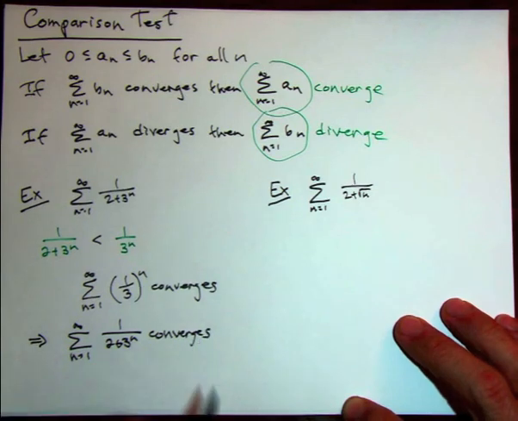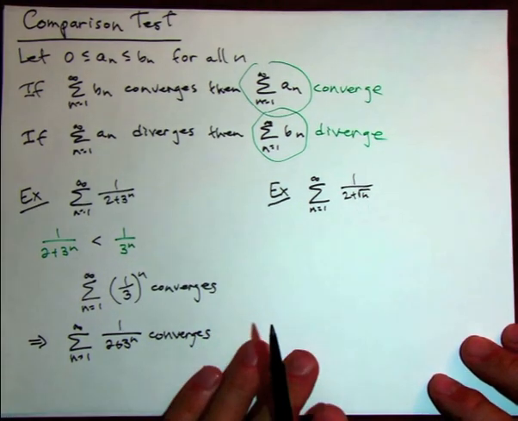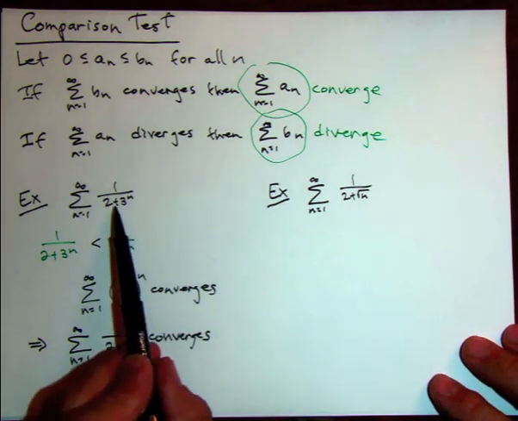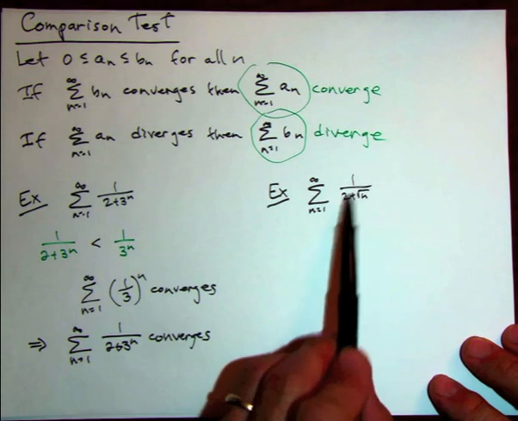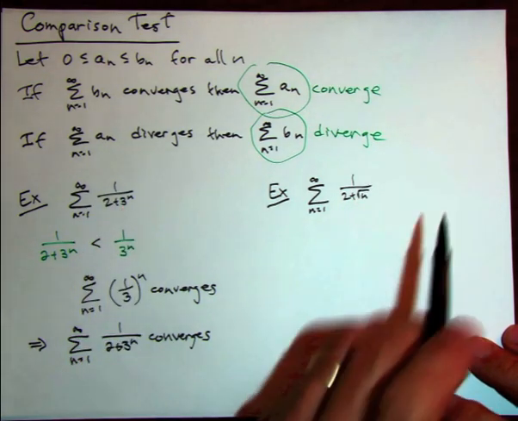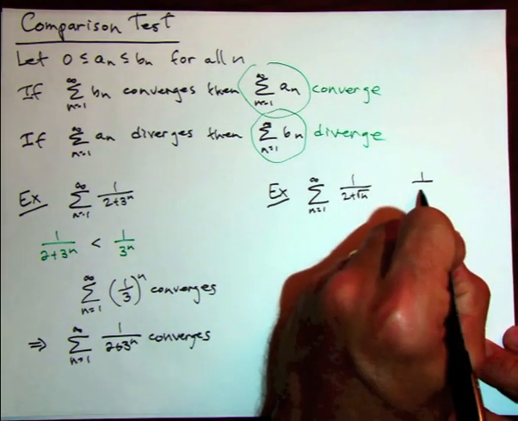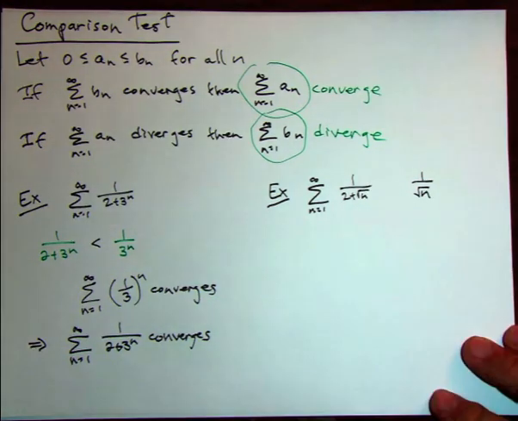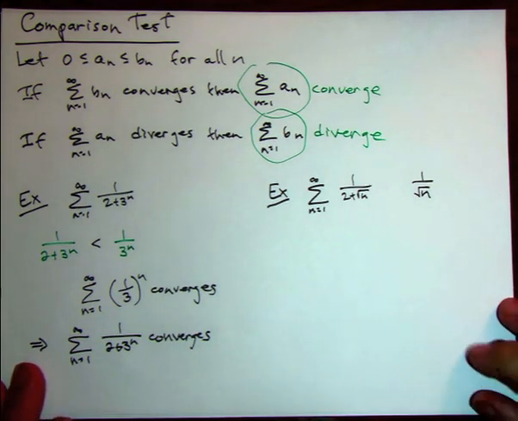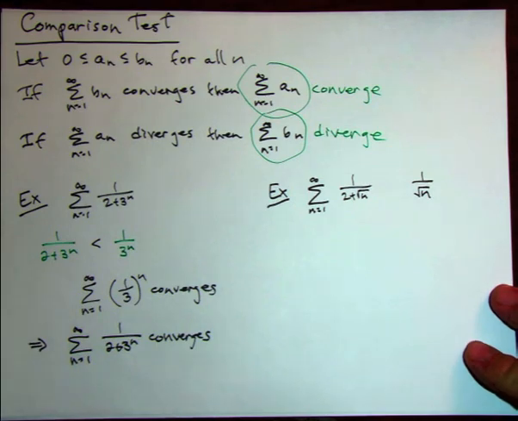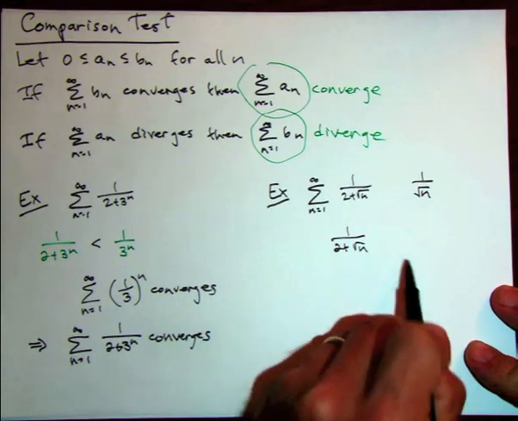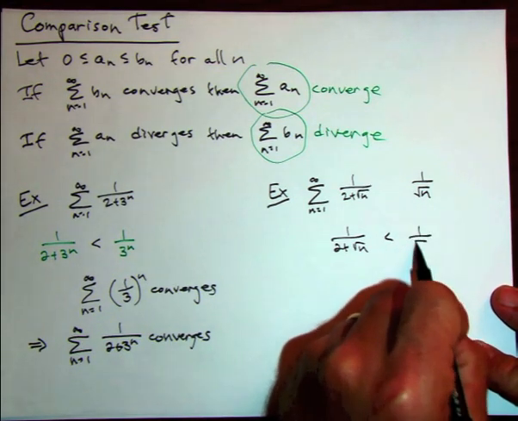Okay, let's take a look at this example. Here we have 1 over 2 plus square root of n. So notice some similarity. Again, there's a little bit of squinting involved here. If we squint here, we see 1 over 3 to the n. If we squint here, we see 1 over square root of n. So here's the problem. We have the same inequality: 1 over 2 plus square root of n should be less than 1 over square root of n, for the same reasons that we described over here.